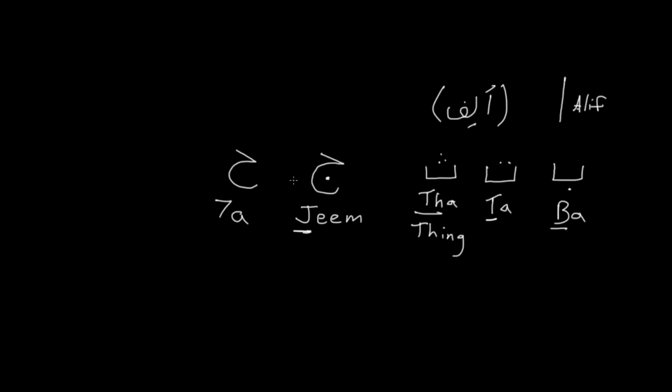There's a dot in the Jim, and there's no dot in the Ha, but they have the same shape. The next letter is Kha. It's the exact same shape, but it has a dot above. And this is also hard to pronounce, but people usually write a KH for Kha.